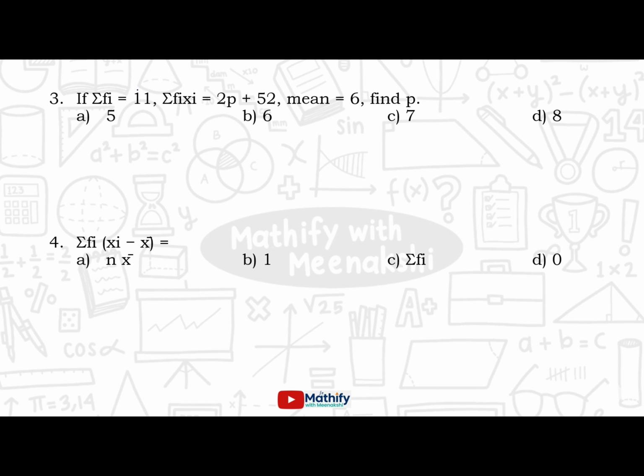Third: summation of fi is 11 and summation of fi xi is this, and mean is 6. We have to find p. Here the word is summation of fi xi. So which formula will we use? We'll use summation of fi xi by summation of fi. That means direct method. So mean is 6 and summation of fi xi is (2p plus 52) by 11. Let's do cross multiplication. So we'll get 66 is equal to 2p plus 52.